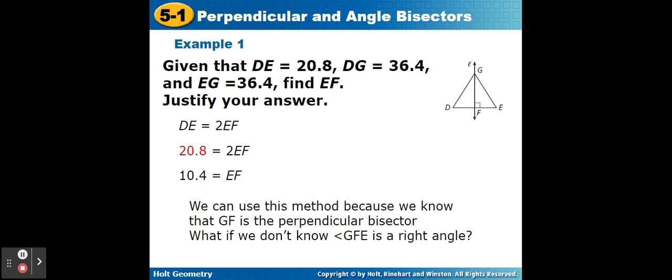We need to be told that F is the midpoint, for example, of the segment. So something like that, so that we're going to be able to get to the perpendicular bisector of the segment. And then to find that length of EF. So please be careful, because if this is not perpendicular, if it's just G connecting to some point somewhere along DE, then we can't make that assumption. If this is not a right angle, that's going to be the case.